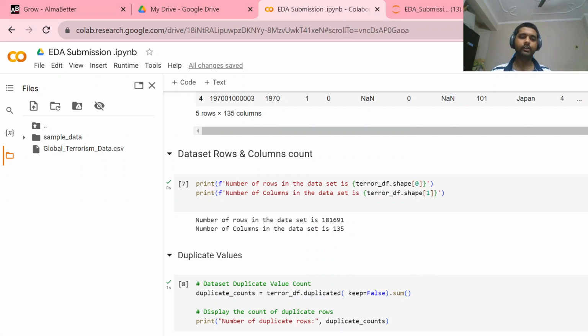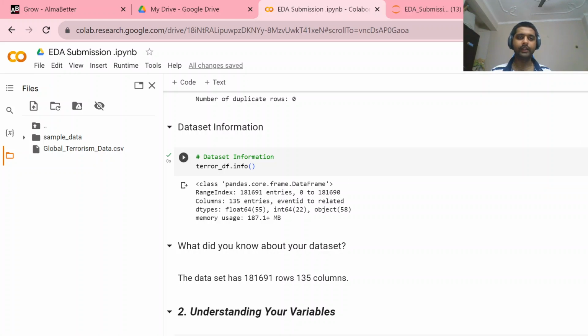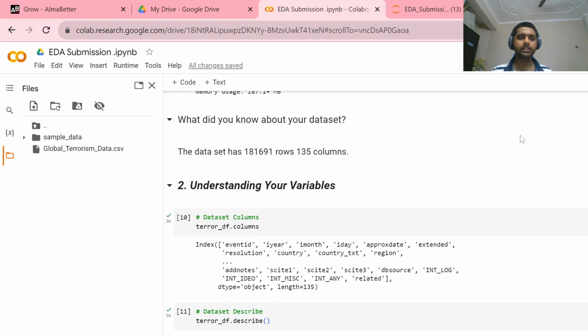Duplicate rows are zero. Now the data information: this is a pandas DataFrame with 181,691 rows and 135 columns. There are 55 columns with the float data type, 22 columns with the integer data type, and 58 columns with the object data type. Memory usage is 187.1 MB.